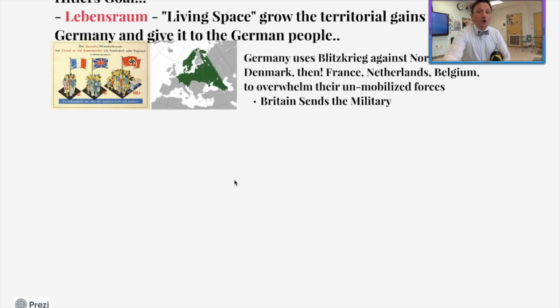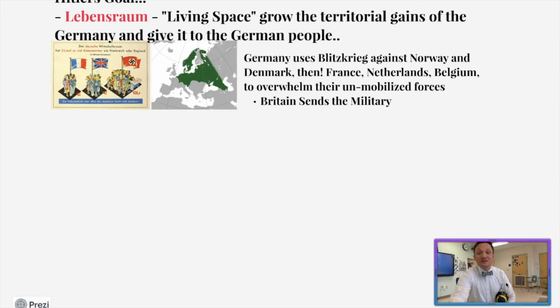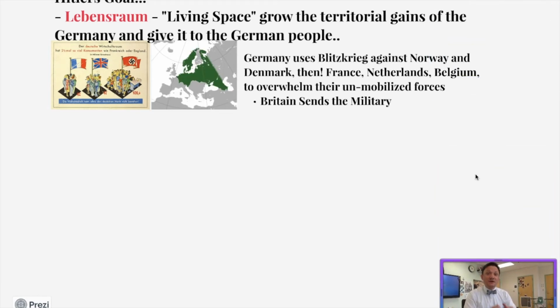But what Hitler's goal is, this concept known as Lebensraum. Lebensraum is living space, okay? He believes that he needs to grow the territorial gains of Germany and give it to the German people because he believes that Germans need more room, right? Because they are too densely populated. So he wants to take over more area and repurpose it for German people.